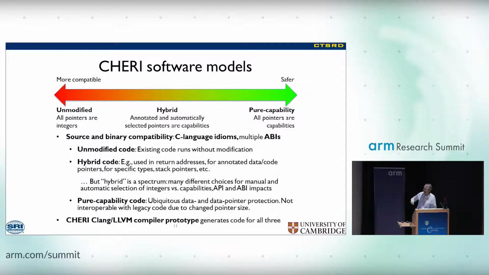But where we really want to be is pure capability code where all pointers are capabilities. And then we get ubiquitous data and pointer protection. Also interestingly, it turns out, and somewhat to our surprise, that actually recompiling swathes of C code just works in the pure capability case. Okay, so the migration path is actually pretty easy. And we have good compiler support now that generates code for all of these different cases.